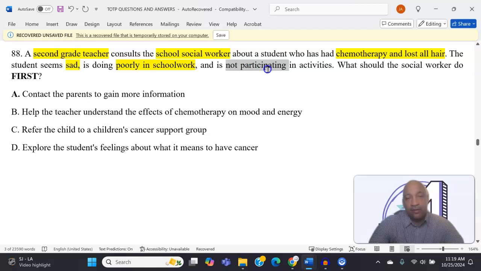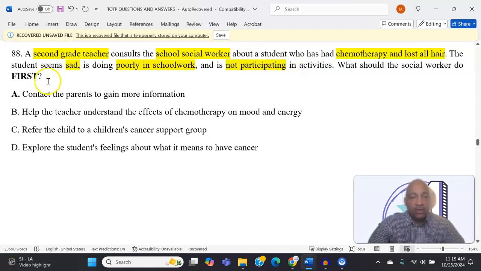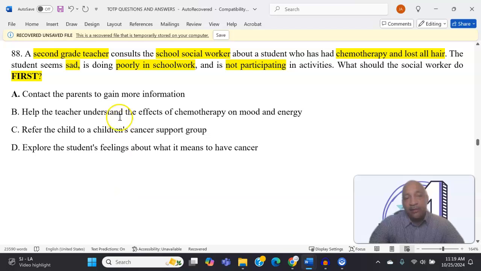and not participating. And we know that it's already in bold here: what should the social worker do first? Now, this helps us focus on what's important in the STEM and what will lead us to the correct key. We can also use elimination as a form.